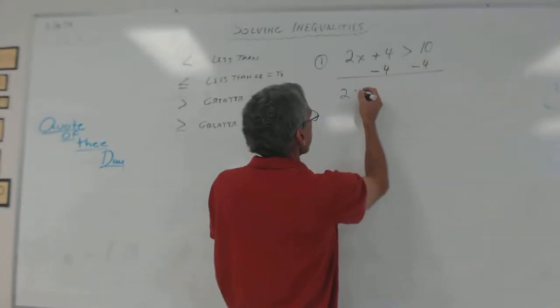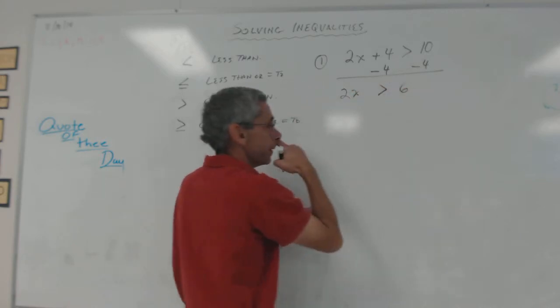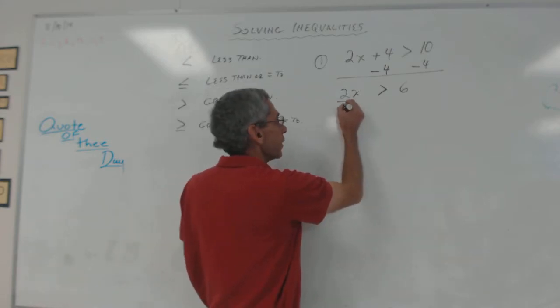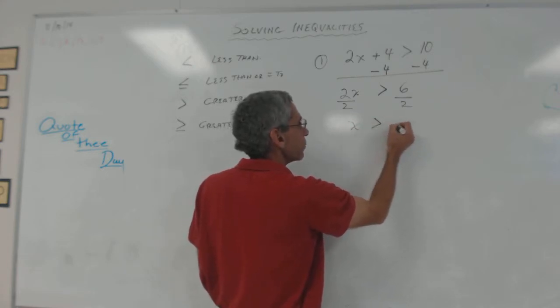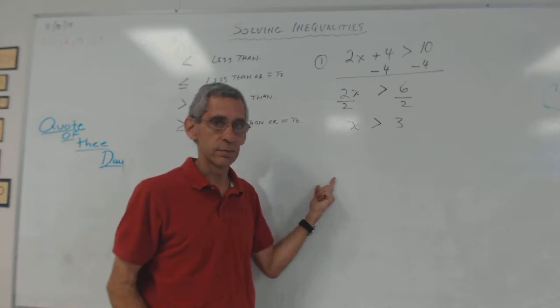So we got 2x is greater than 6, right? But I don't want to know what 2x is. I want to know what x is, right? So I'm going to divide by 2, divide by 2. So this is really easy, right? You guys know this backwards and forwards, right? So that was easy. Now how would I graph that?